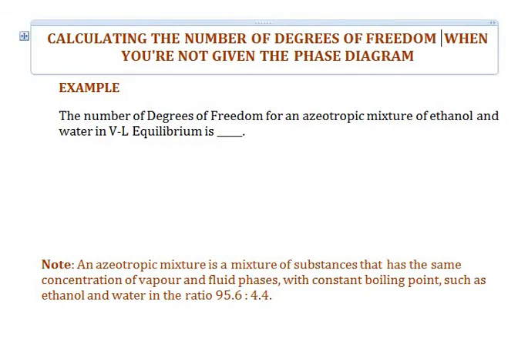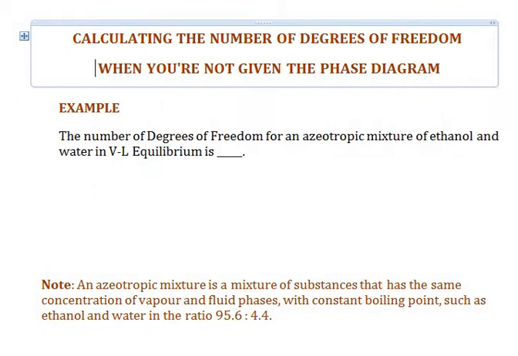So the question we're going to solve is this example, where we're told that the number of degrees of freedom for an azeotropic mixture of ethanol and water in vapor liquid equilibrium is dash. So this could be typically either a subjective or an objective question, and as you can see, there's no image for the phase diagram for this system. So how do we solve this?